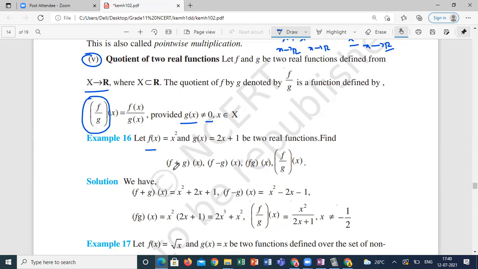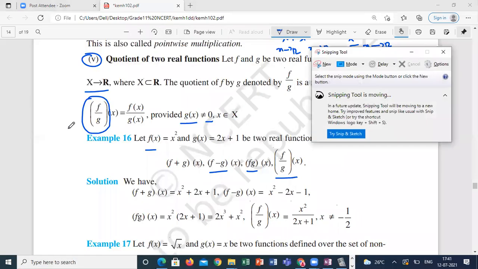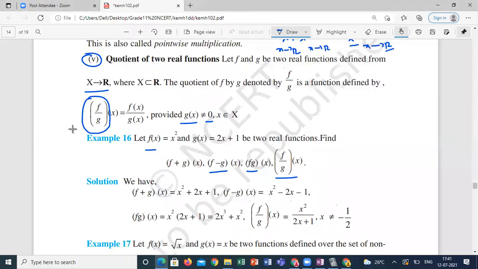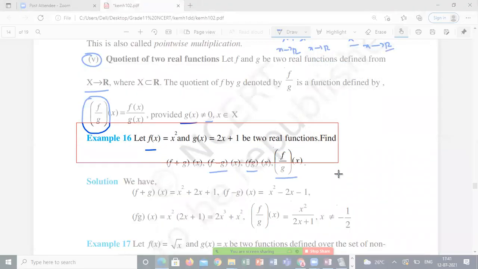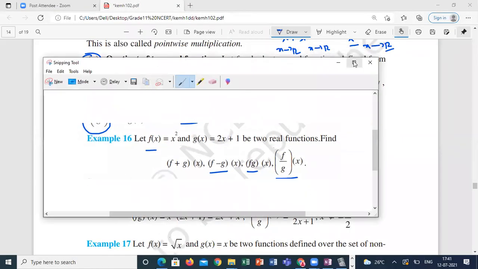Just we have to add both the functions: subtraction of functions, multiplication of two functions, and division of two functions. See here, if I am taking this question, for example, first we have to check whether the given functions are real functions or not.